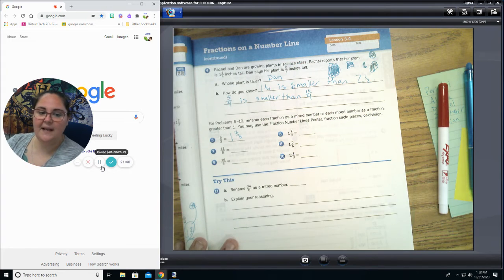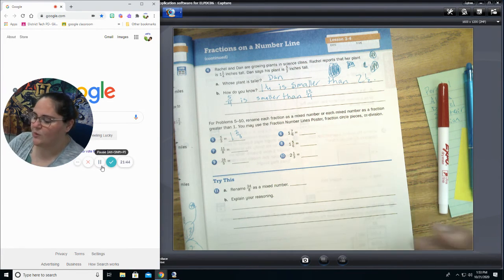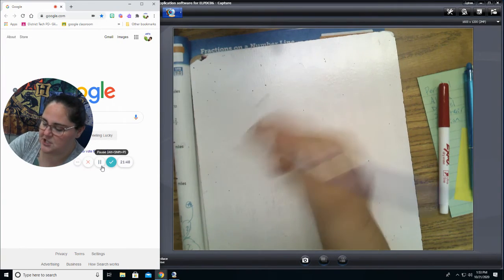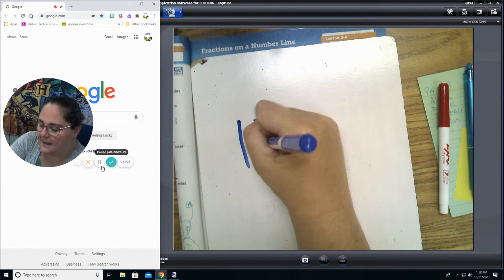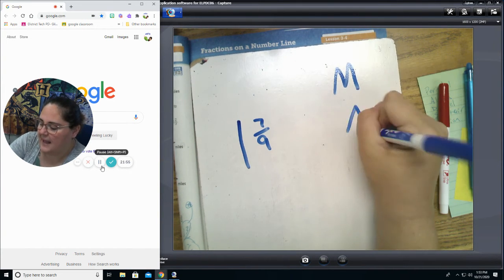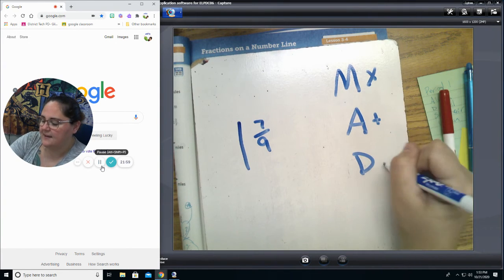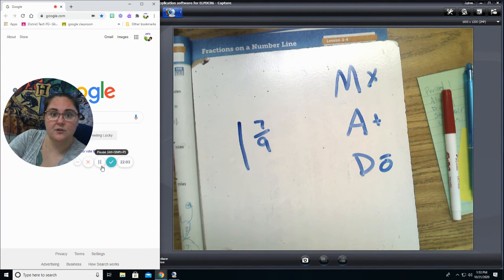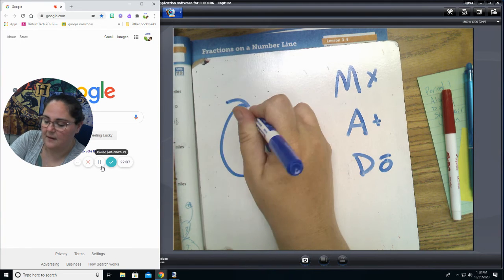Number 6, 1 7/9. All right, this one you're going to get mad. Whenever you have a mixed number and you want to change it to an improper fraction, you're going to get mad. M-A-D. You're going to multiply, add, and your denominator stays the same. Okay, so I'm going to go in a circle. It looks like a little bit of a C going upside down. We're going to go around this way.